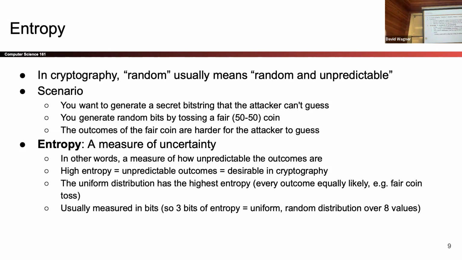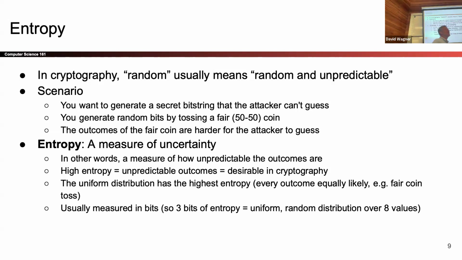And if I flip a fair coin 256 times, I get a 256-bit string. That's considered to have 256 bits of entropy, meaning you would have to predict all 256 coin flips. Or there's like 2 to the 256 possibilities that you're trying to guess among. And there's a formal, precise definition of entropy, but you don't really need to worry about it. Just the intuition is enough.